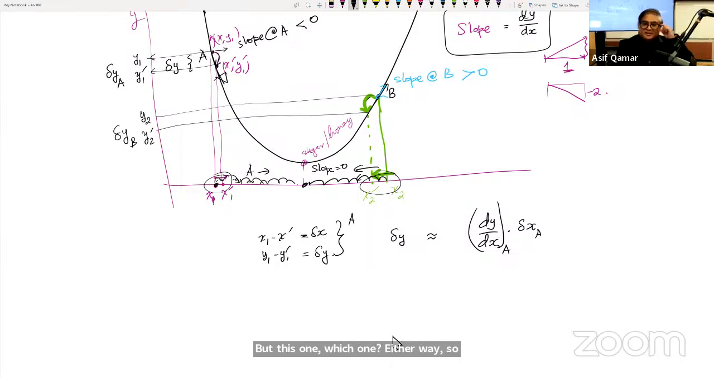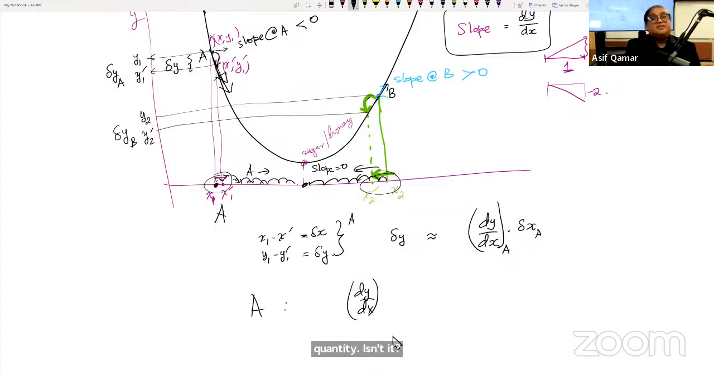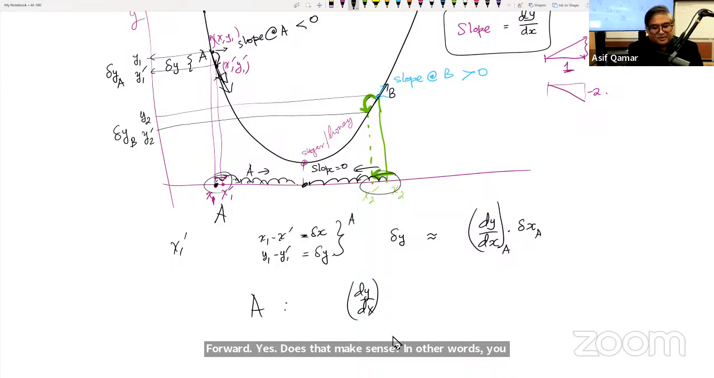Small increment, right? So look at this. The slope here is negative. So if it has to increase X, should it... So suppose I have the slope, dy/dx. It's some negative quantity, isn't it? I want to move forward. A needs to move forward, right? For A, you need to move forward. Does that make sense? Yes. In other words, you want xa prime to be greater than xa, isn't it? Forward direction you want to go.